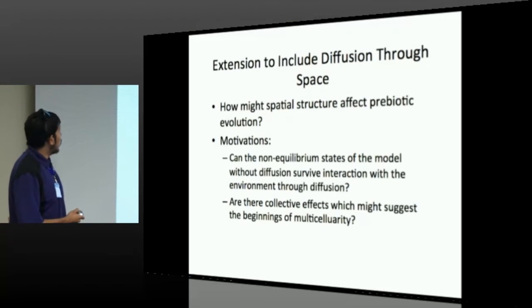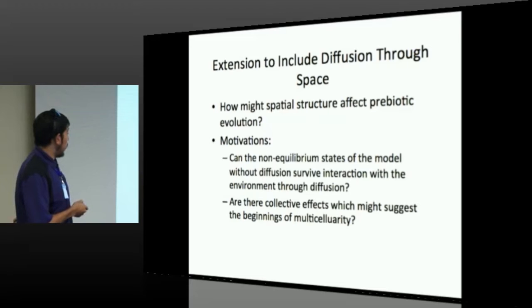So now I'd like to go into why we want to extend this to diffusion through space, some motivations. We're wondering how spatial structure might affect prebiotic evolution. For some motivations, we're wondering if the non-equilibrium states of the model without diffusion survive interaction with the environment through diffusion. So this gets into the compartmentalization that Tessa was going over earlier. And we're also wondering if there are collective effects which might suggest the beginnings of multicellularity. So this sort of goes into complexity.